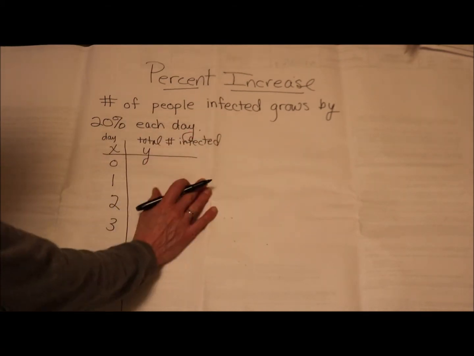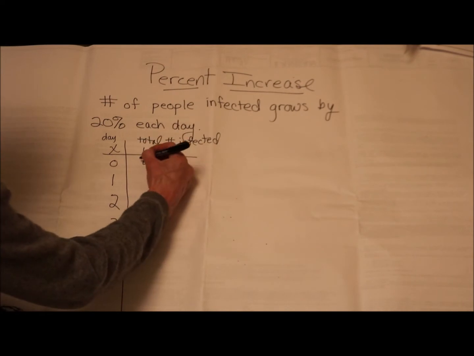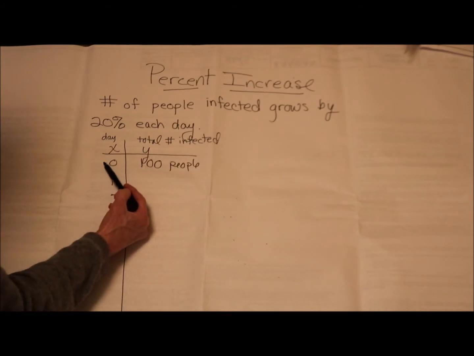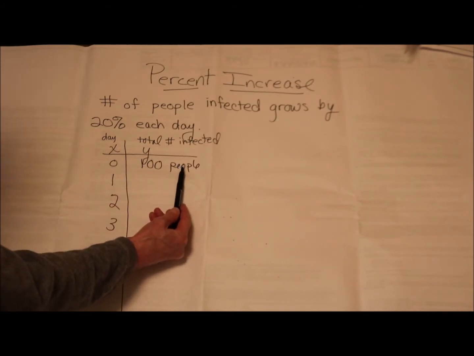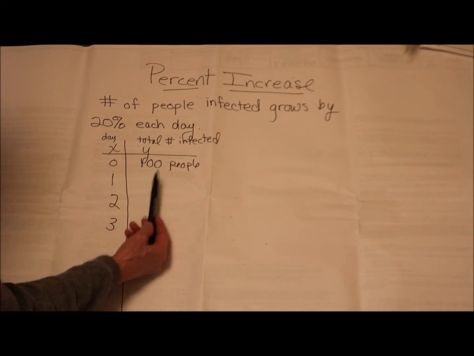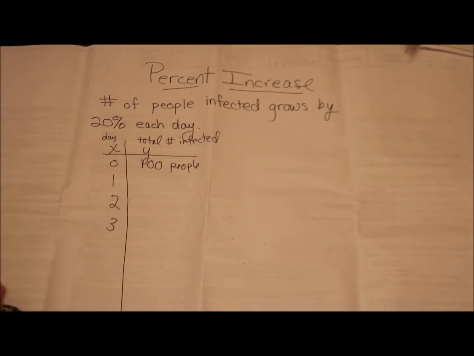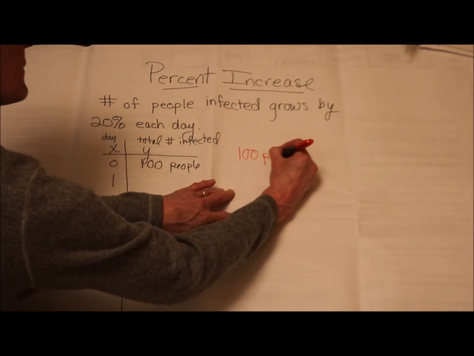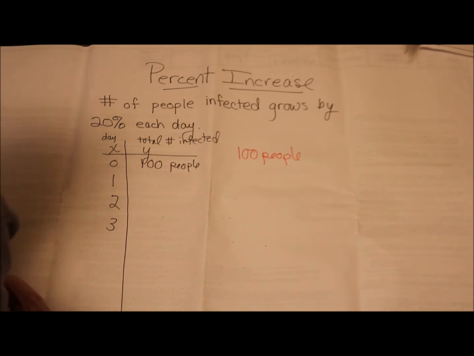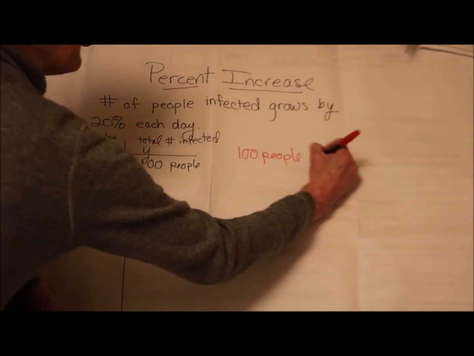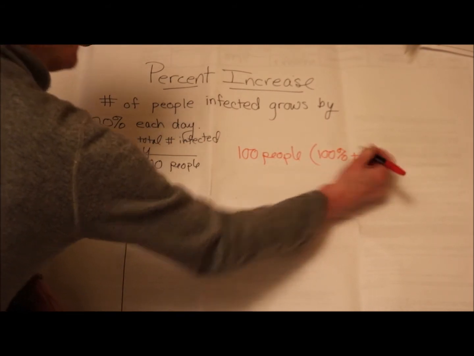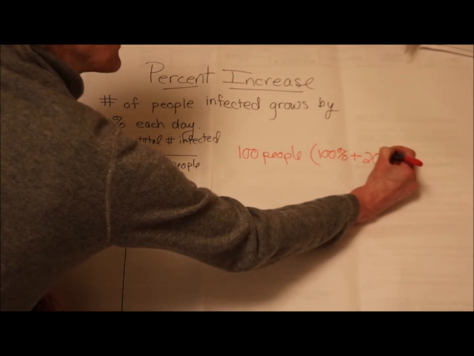So let's just say that I'm starting with 100 people, just to make our numbers easy. At time 0, we're starting with 100 people. After one day, we're going to have 20% more people. So let's think about how we would do that. Well, we have our 100 people, and we are going to multiply that by 100% because those same people are going to be infected the next day, plus my 20% extra.